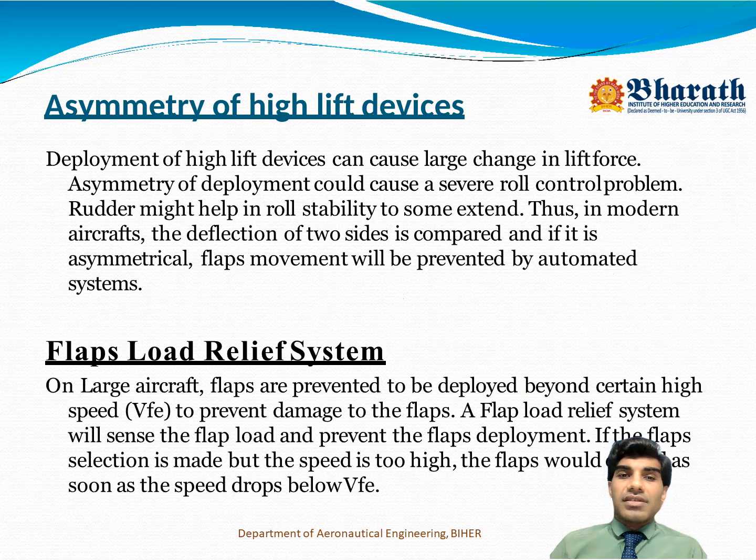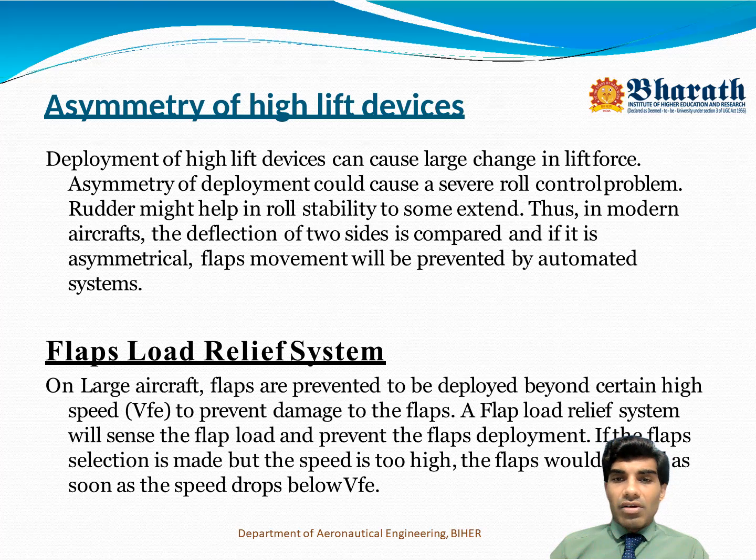So, as we see, there is asymmetry of high lift devices. What are symmetries and what are asymmetries? Deployment of high lift devices can cause a large change in lift force. As we have seen previously, there are plain flaps, rudder flaps, and then trailing edge flaps and leading edge flaps. Based on the requirement and the application, we can use the high lift devices, which will definitely give so much variation in lift forces.